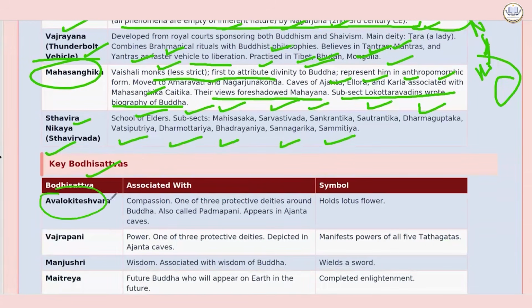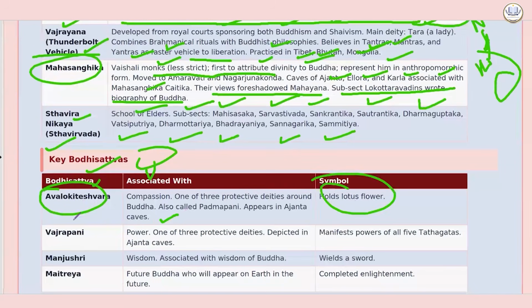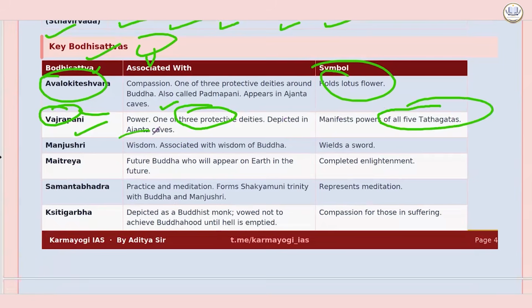Bodhisattva Avalokiteshwar represents compassion. He is one of the 3 protective deities around Buddha, also called Padmapani, appears in Ajanta caves as well, and holds a lotus flower. Vajrapani represents power, one of the 3 protective deities depicted in Ajanta caves, manifesting the power of all 5 Tathagatas. And Manjushri, wisdom, associated with the wisdom of Buddha, wields a sword.